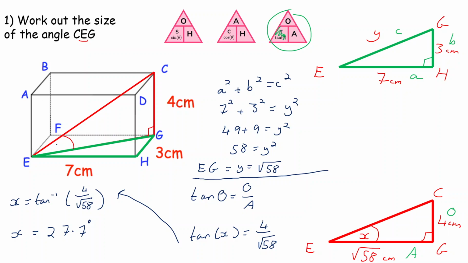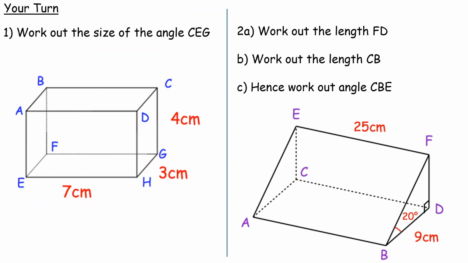So this is angle X, which is angle CEG. Let's highlight the answer, there we go, 27.7. Brilliant, so that is the first answer. Let's go and put that into our first page. So this angle, put it into a pen, 27.7 degrees was the first answer. Good.